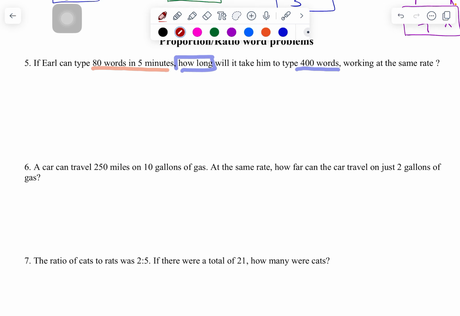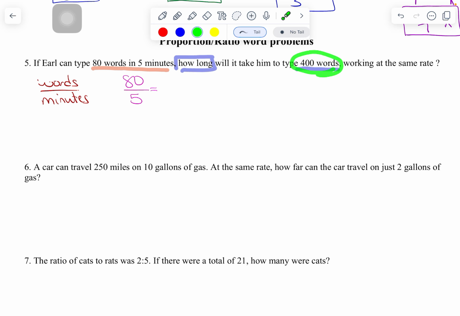So I'm going to just go in order, and I'm going to write a proportion that is set up as words over minutes. Now, you could do minutes over words. You could, in your proportion, do both words on one side and minutes on the other. You've got lots of options here, but I'm going to try to just stay with what's written. So let's see what we got here. We have 80 words in 5 minutes. That's what we started with. And then how long would it take him to type 400 words?